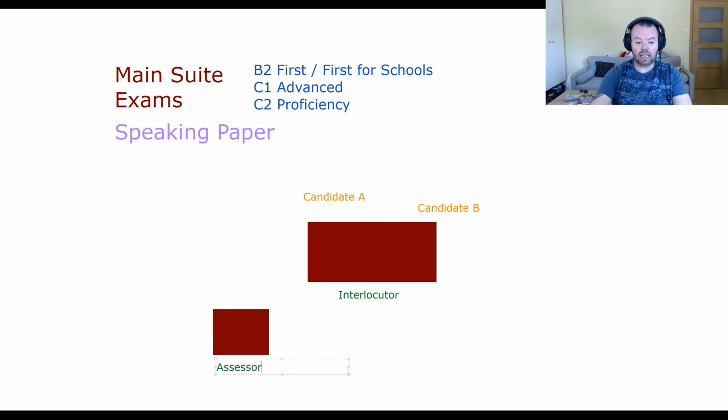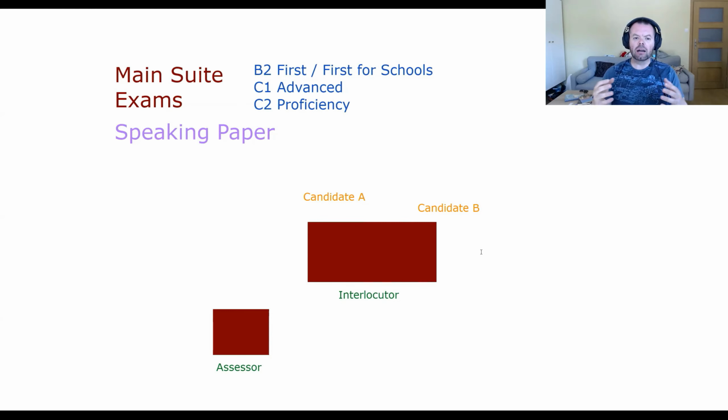So then over here we have the assessor. Okay, so the assessor's job is basically to grade the student's performance, to grade the candidates during the speaking paper. However, the interlocutor will give one of the grades, and this is called global awareness. I'm not going to be talking about grading and assessment in this video. This is just about the structure of the exams. But if you're interested in finding out more, I have some tips for you at the end of this video.